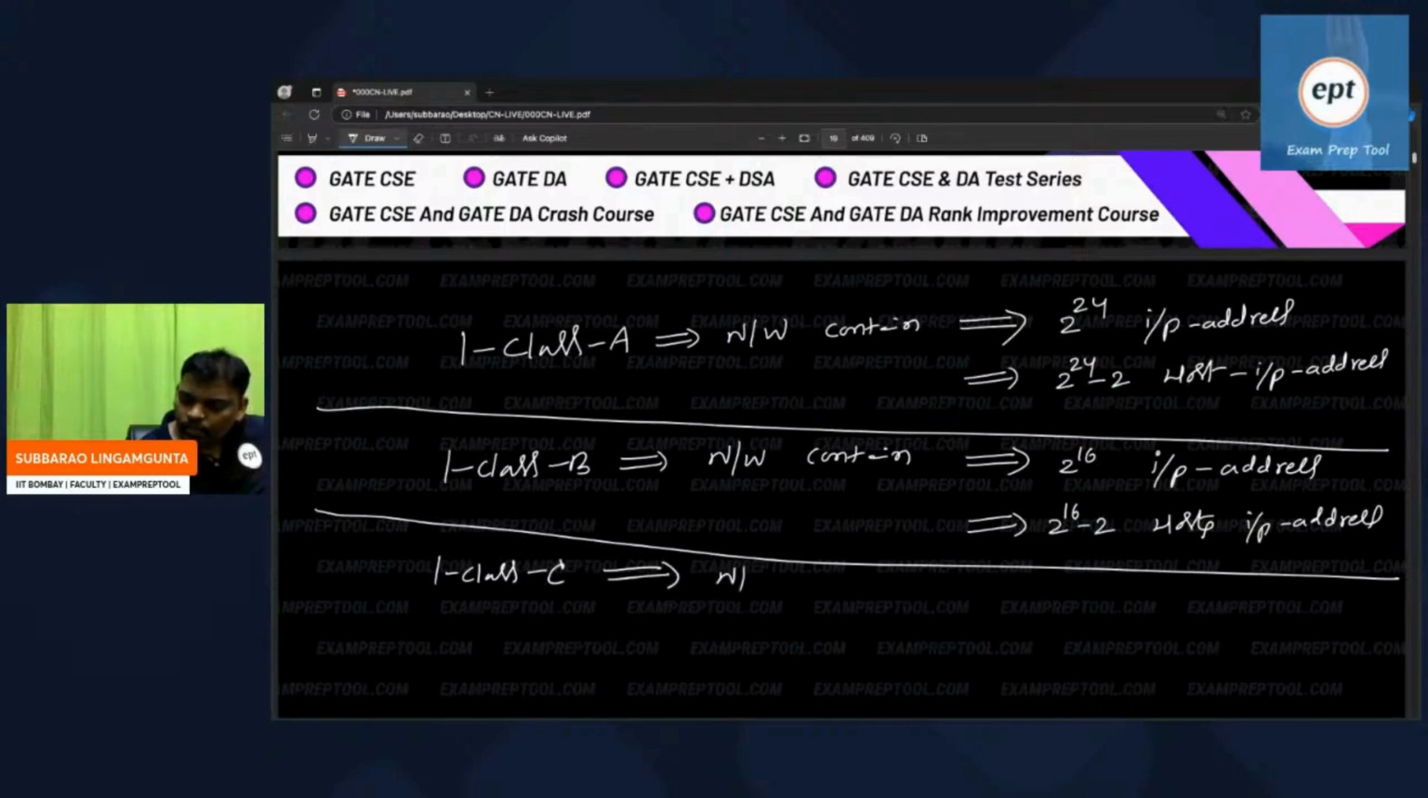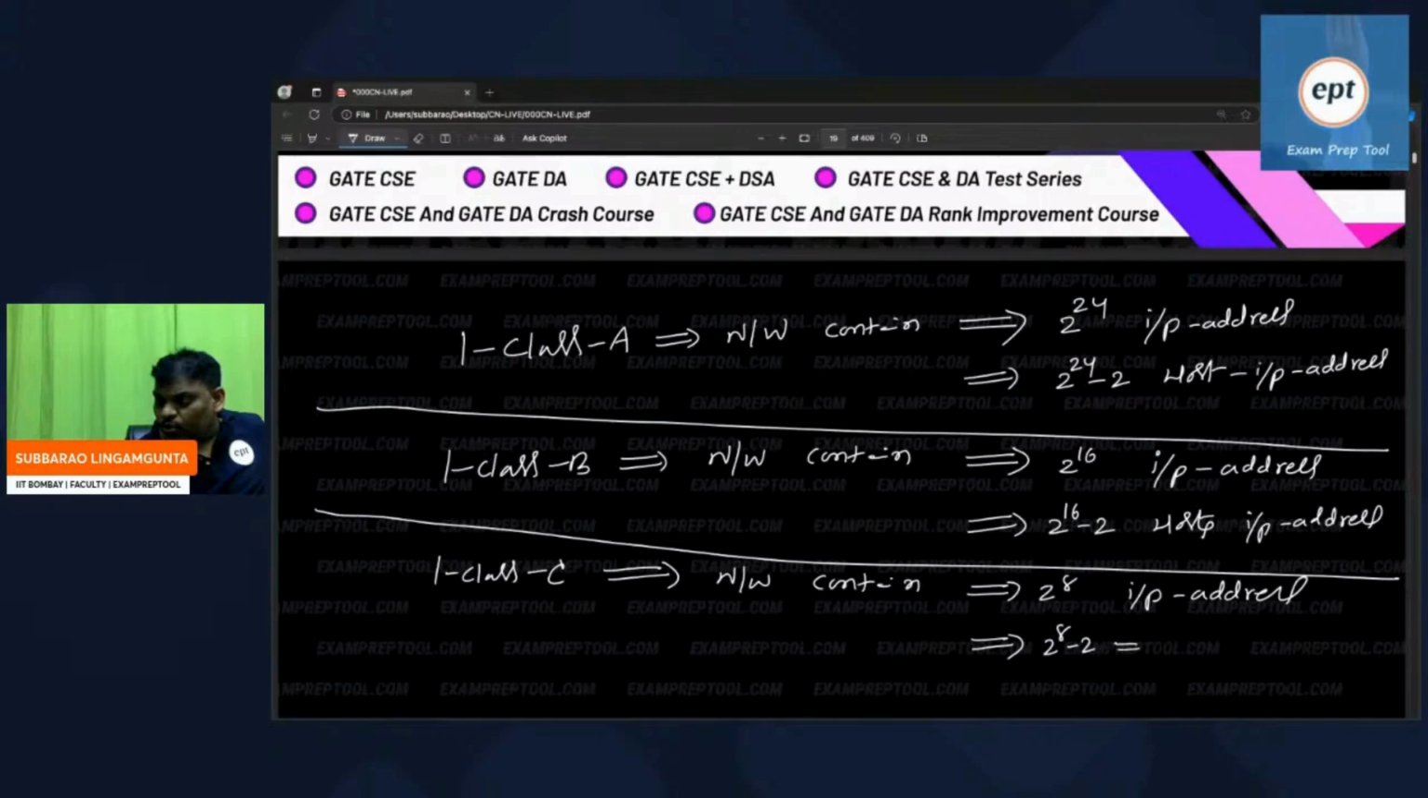One class C network contains how many IP addresses? When you say class C, it is 24 network bits and 8 host bits. Host part is 8, so 2 power 8 IP addresses are possible. Out of them, the first IP and the last IP you cannot use. So 2 power 8 minus 2. 2 power 8 is 256, minus 2 is 254 host IP addresses.